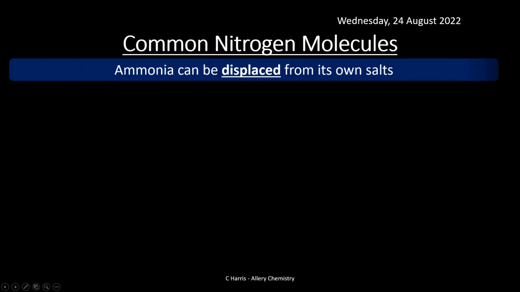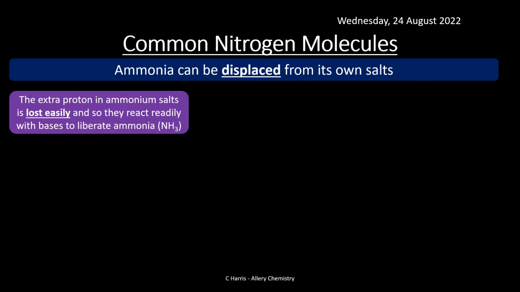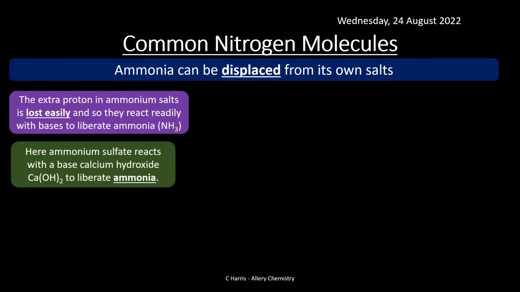Okay, so let's have a look at some nitrogen molecules and some reactions to them. So ammonia, that's a bit weird. Ammonia can be displaced from its own salts. In other words, we can make ammonia from an ammonium salt through a specific type of reaction. This boils down to that additional proton we saw in the previous slide, with that weaker coordinate bond. It's that weaker bond that makes it more susceptible to reaction with other substances, and it's lost quite readily, which means we can liberate ammonia from ammonium salts.